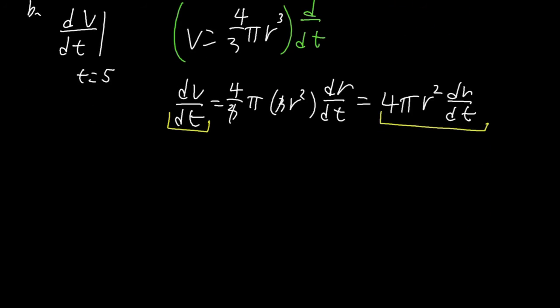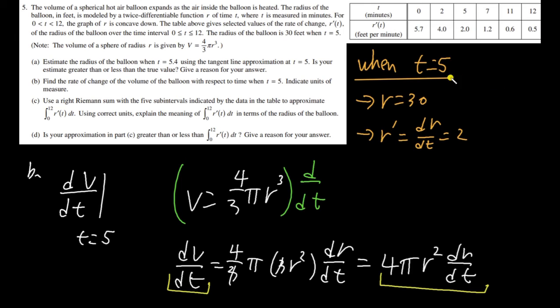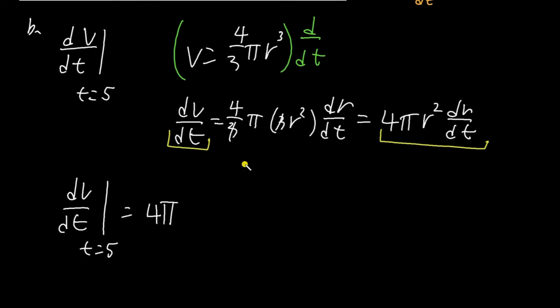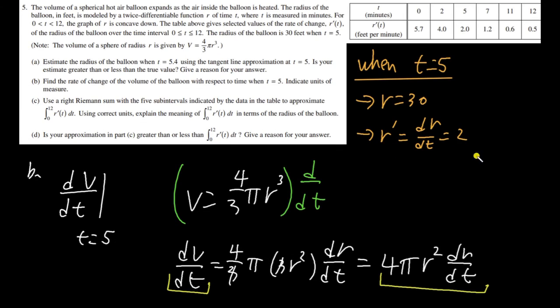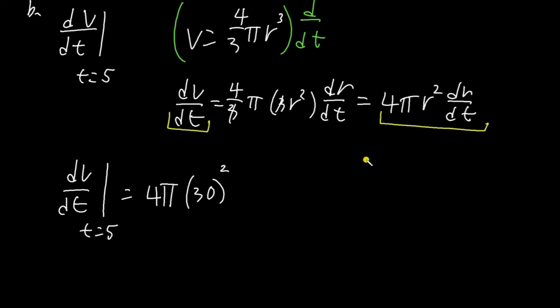Now, we want dV/dt when t equals 5. So, dV/dt when t equals 5 equals 4 pi. And then what is r? What is the value of r when t equals 5? Well, to figure that out, we can go up here and say when t equals 5, we said r is equal to 30, right? So I can plug in 30 for r. And then dr/dt. What is dr/dt? Well, I said it's equal to 2, right? So 2.